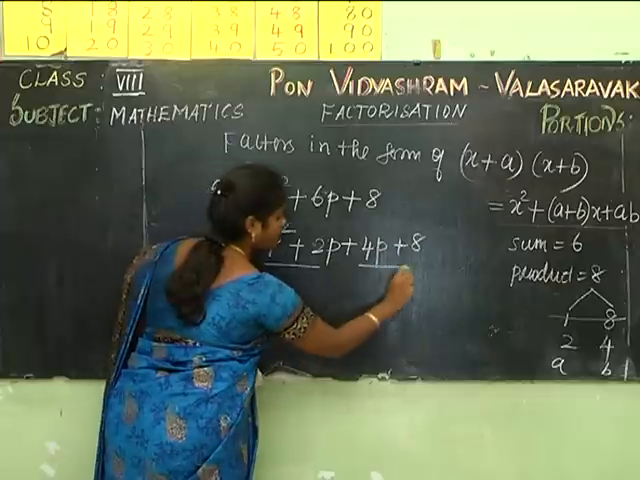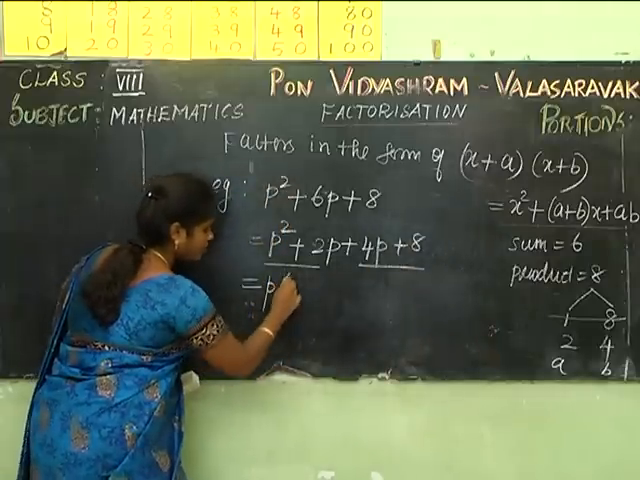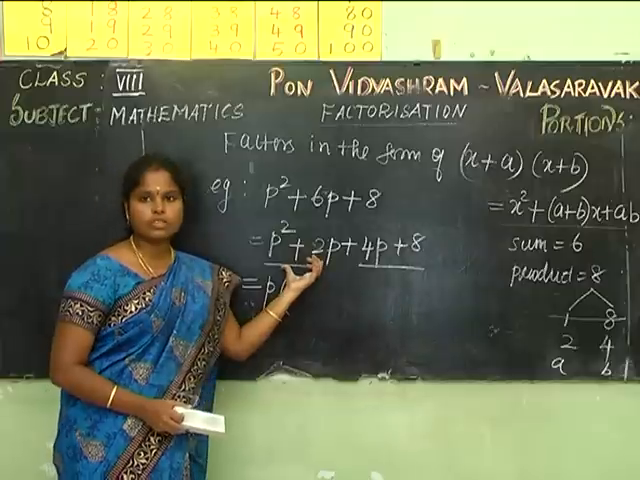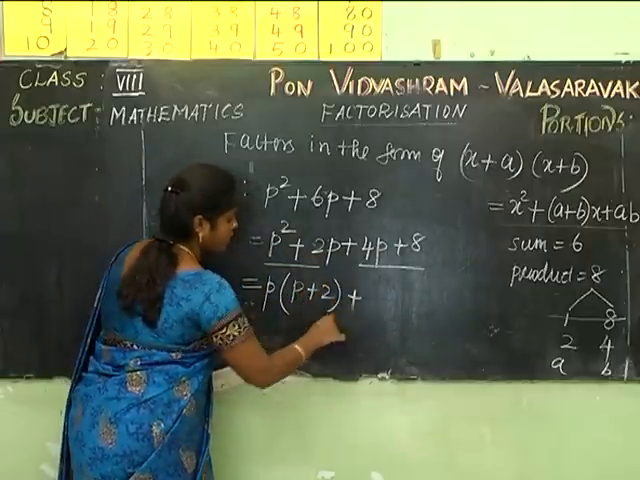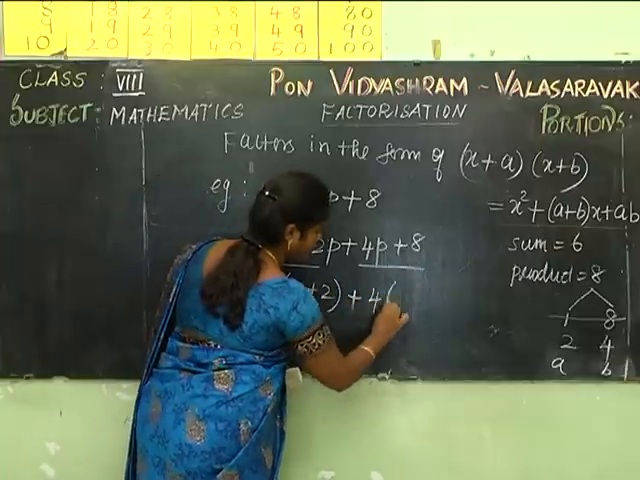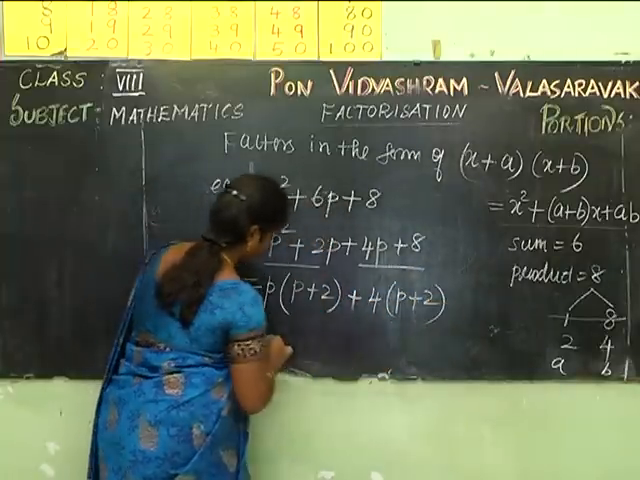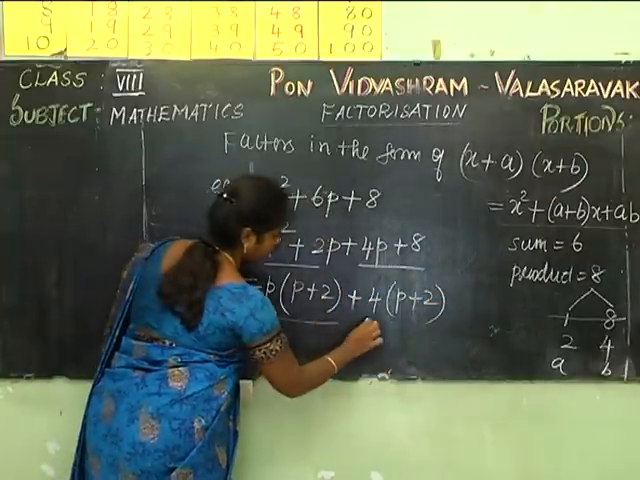Then regrouping the term method. First take p common. Compare these two terms. What is the common factor? p. So p plus 2. Then in the next two terms, 4 is common. So p plus 2.